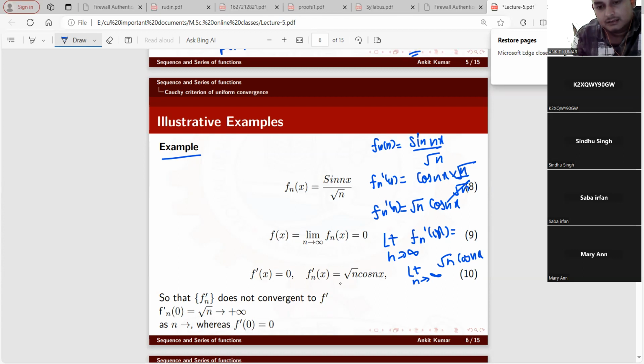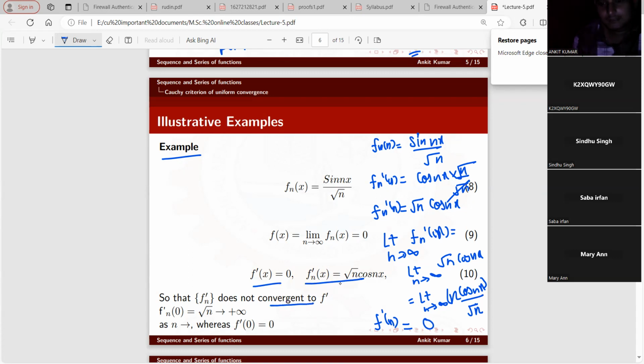So we write this limit as limit n tending to infinity of cos nx upon under root n upon n. Okay, and this is right n. So this becomes 0, and this value is 0. So f dash x is equal to 0 and fn dash x is this. So fn dash does not converge to f dash.